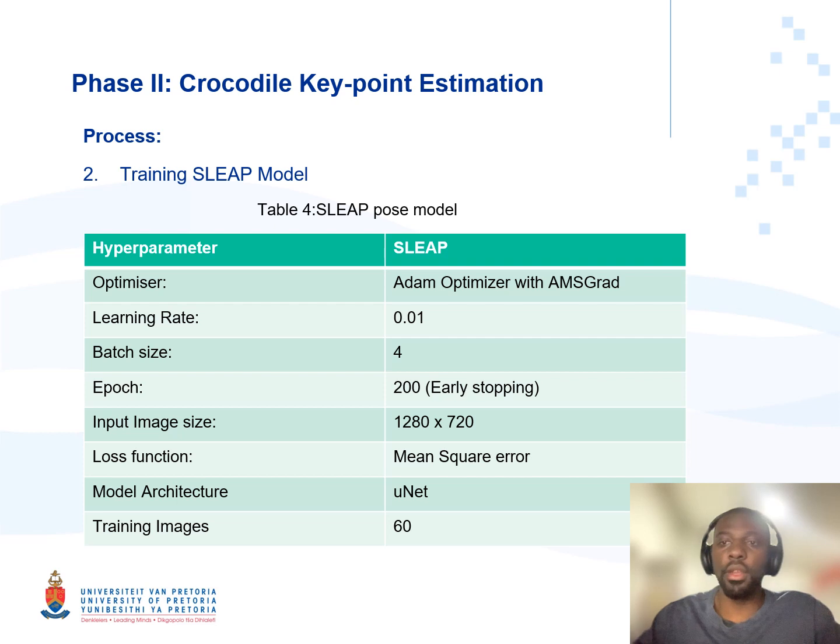Once we have labeled and annotated our training images, we move on to training our SLEAP model. We use an Adam optimizer with AMSGrad, a learning rate of 0.01 with a batch size of 4 and early stopping at 200 epochs. The input size is 1280 by 720, and we use the mean square error as our loss function. Model architecture is based on a pre-trained UNet encoder, and we have at least 60 images for training.